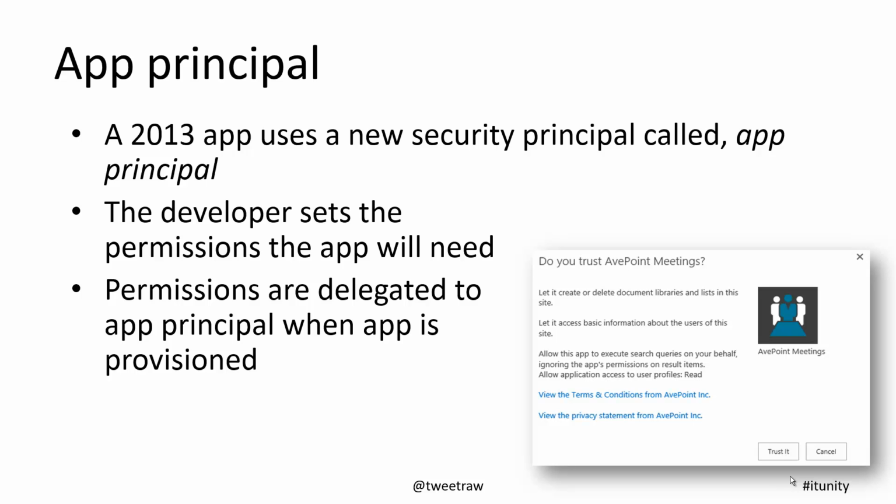An App Principal. The idea behind an App Principal is we now have a first-class citizen, an entity that doesn't represent a person. It's not a user principal, but in fact represents an application. This is actually a pretty powerful concept, and let me try to explain why this is so useful. If we think back to the old days, with our full trust farm solutions, our full trust code.